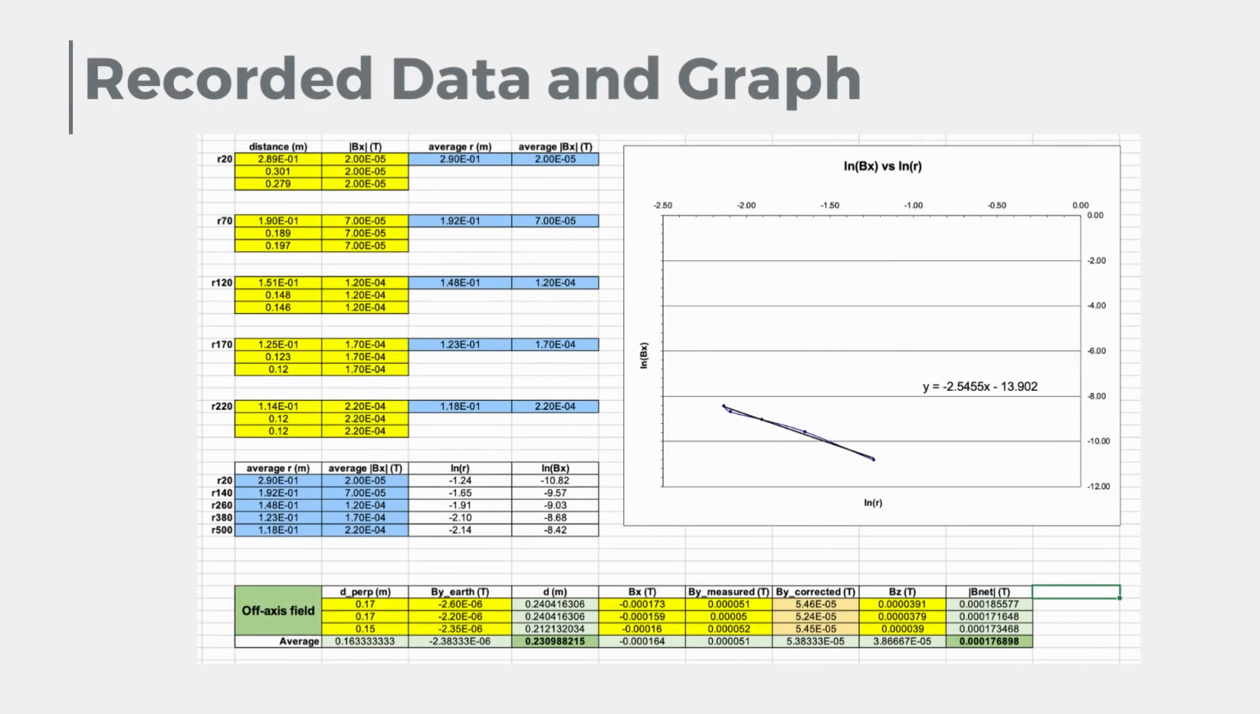The data recorded is on the sheet. The graph portrays a negative slope demonstrating the effect of distance on magnetic fields. The data recorded for the off-axis fields is also shown towards the bottom.